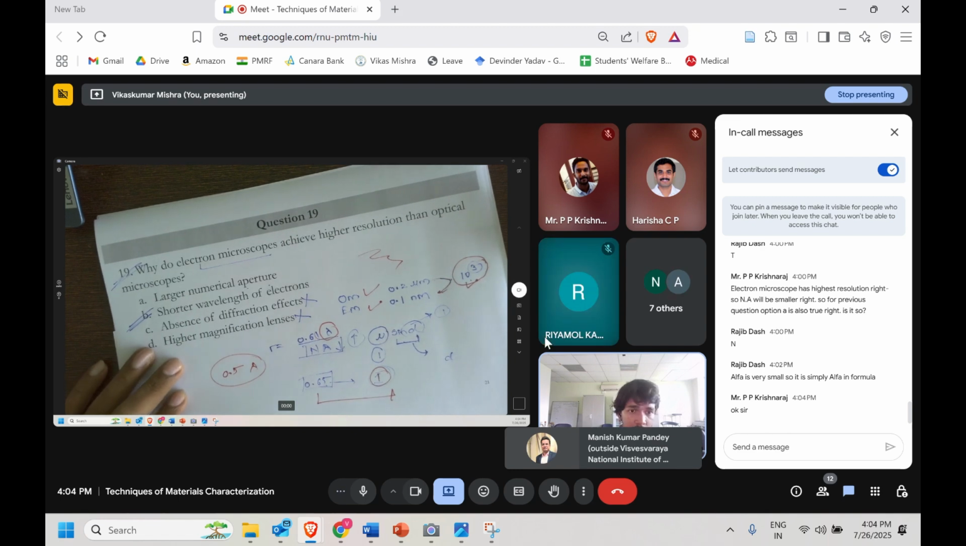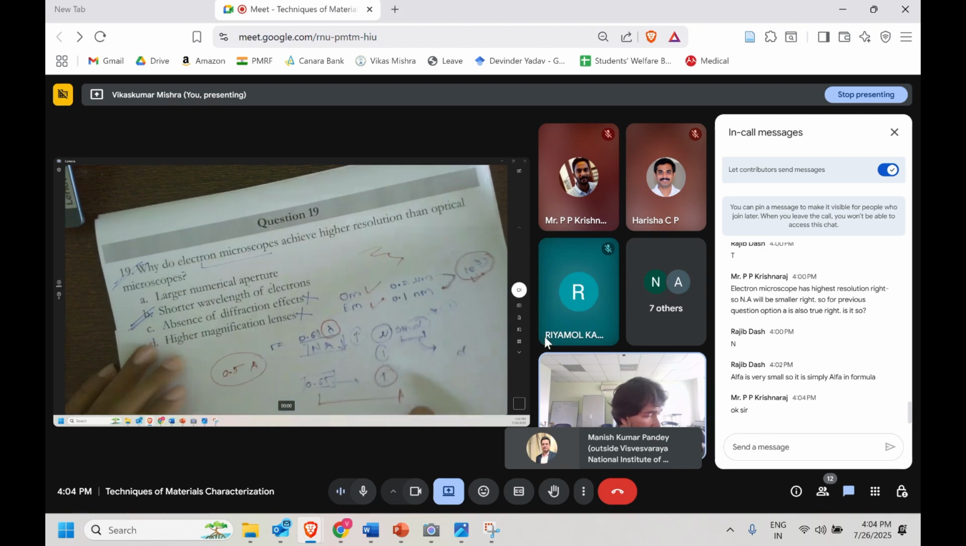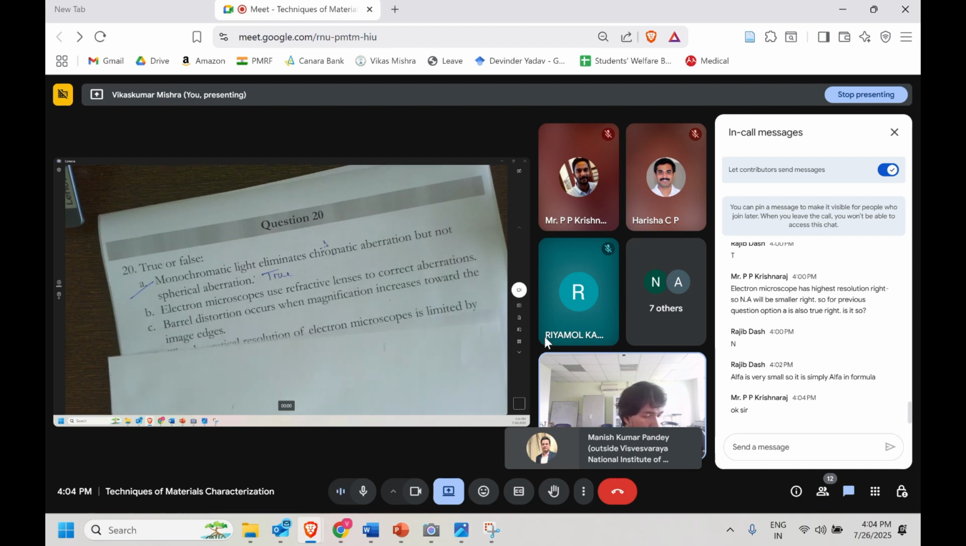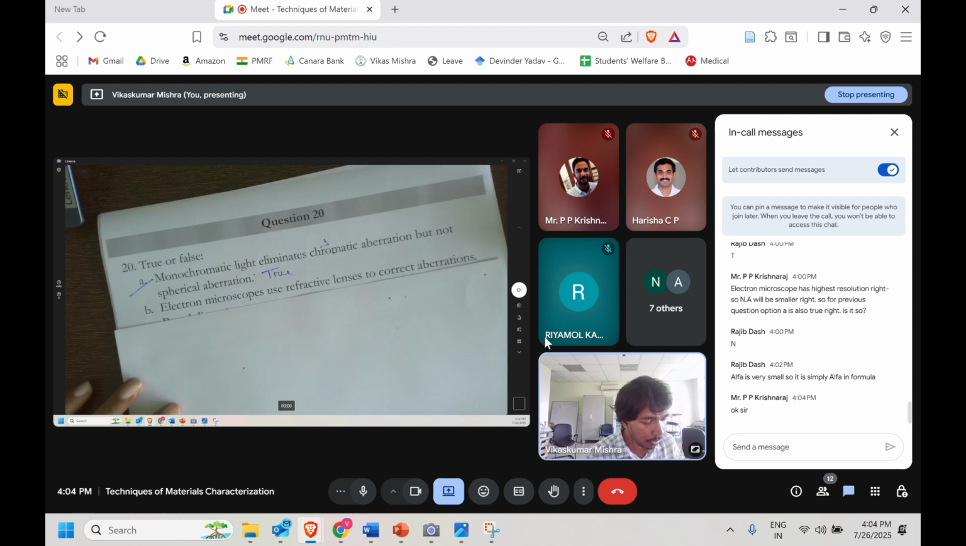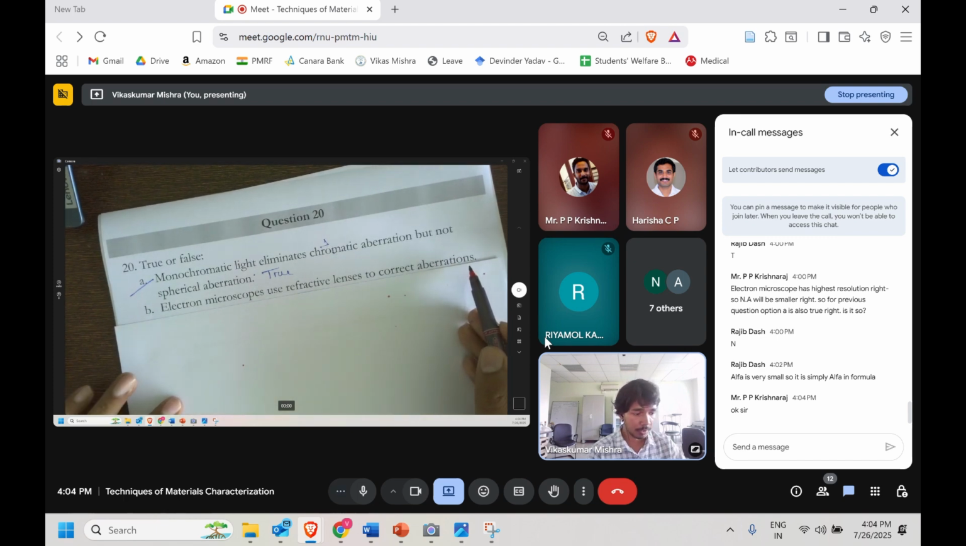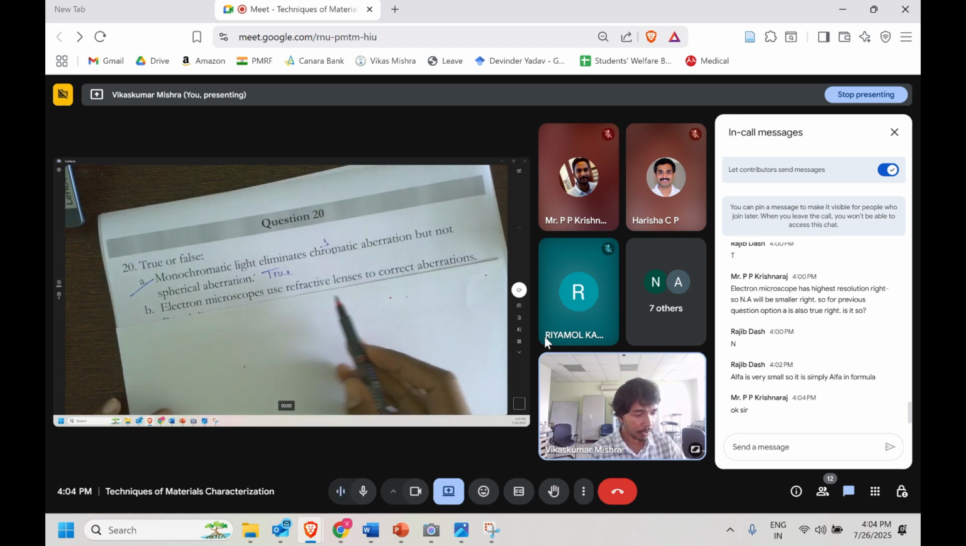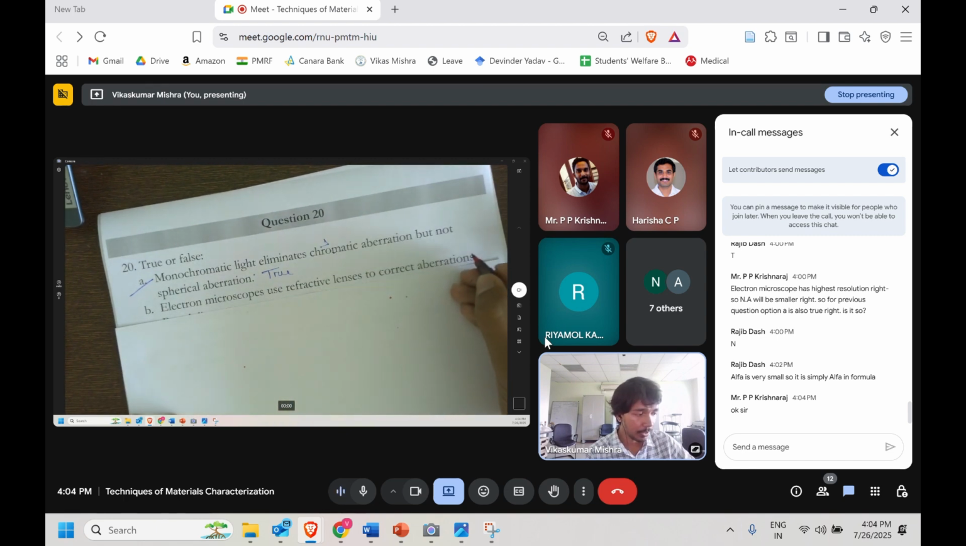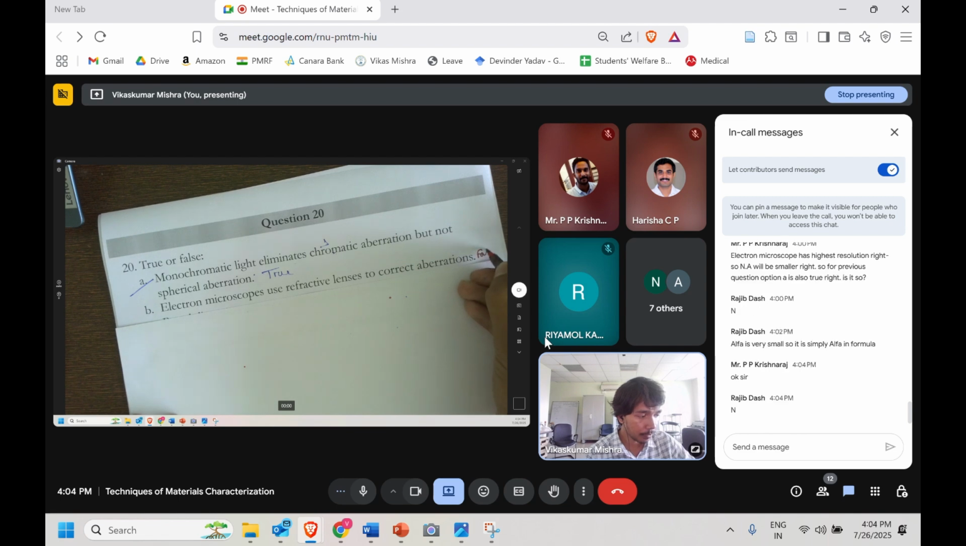So yeah, okay, that's clear, I think. 19th, yeah, so we were over here. Electron microscope uses refractive lens to correct the aberration. We know that it's false, right?